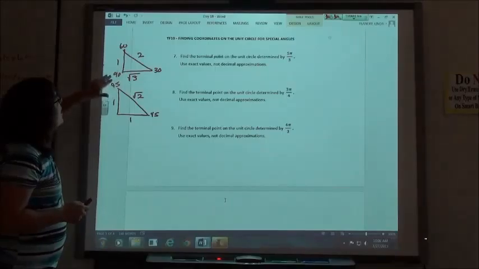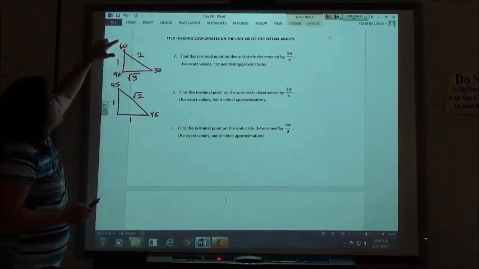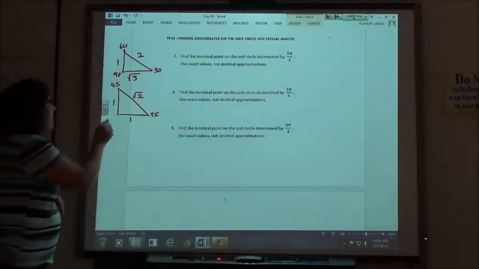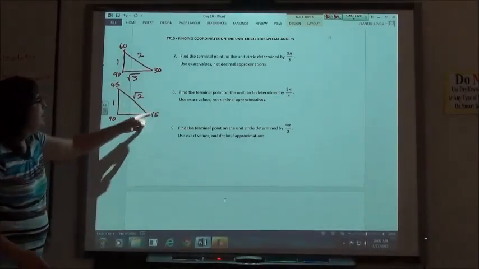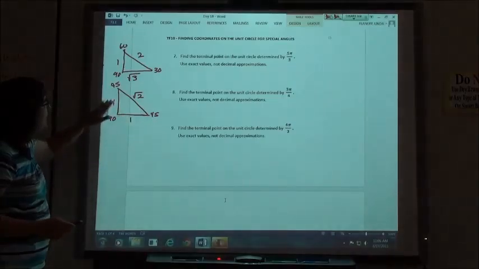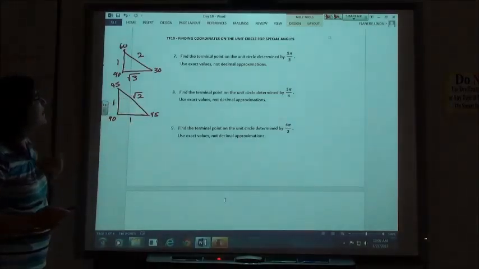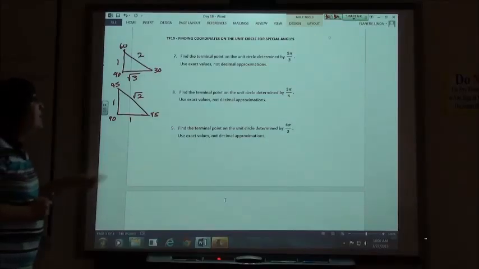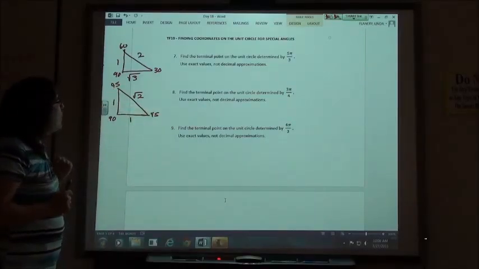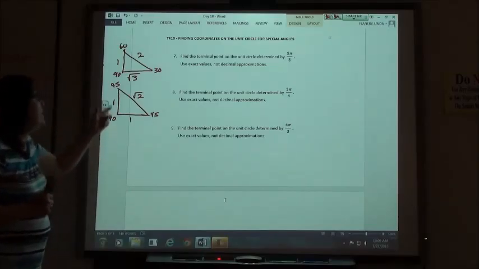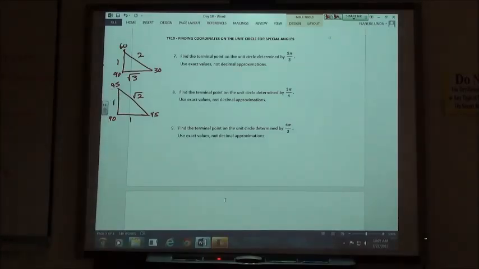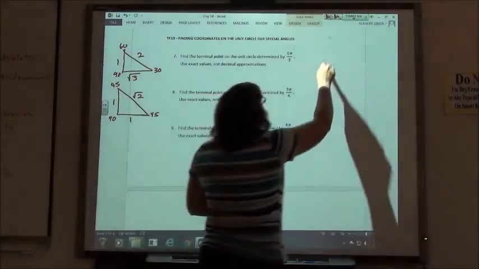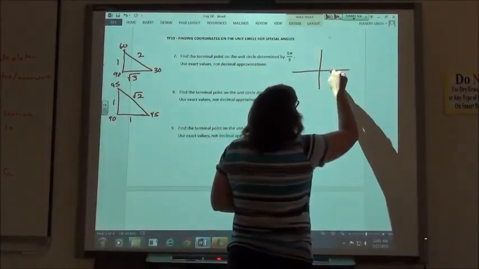Opposite the 30 is 1, opposite the hypotenuse is 2, and opposite the 60 is square root of 3. When we have a 45, 45, 90 triangle, the sides opposite the 45s will each be 1. That makes the length of the hypotenuse the square root of 2. A squared plus b squared equals c squared. So the ones opposite the 45s will always give us 1 unit, and that makes the hypotenuse square root of 2. So when we are looking for the points, we're thinking about where is that angle in our circle.